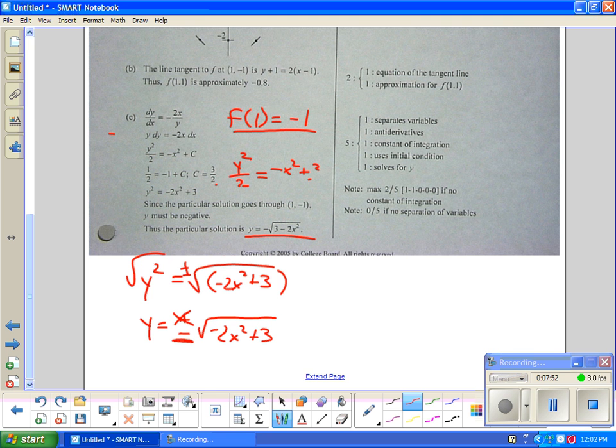I would claim that this problem is fairly easy, and this is one we're looking to get 9 out of 9 on. All right, this is a problem that we should be doing relatively quickly and getting 9 out of 9 points on.